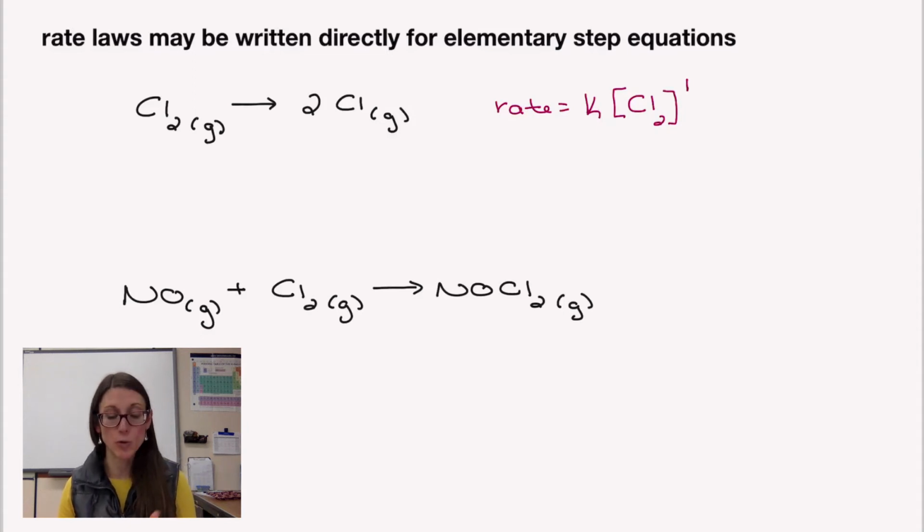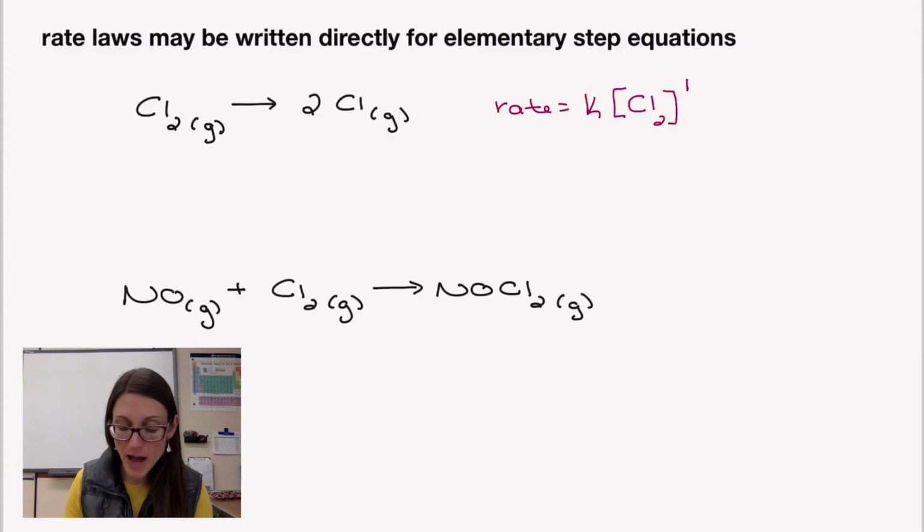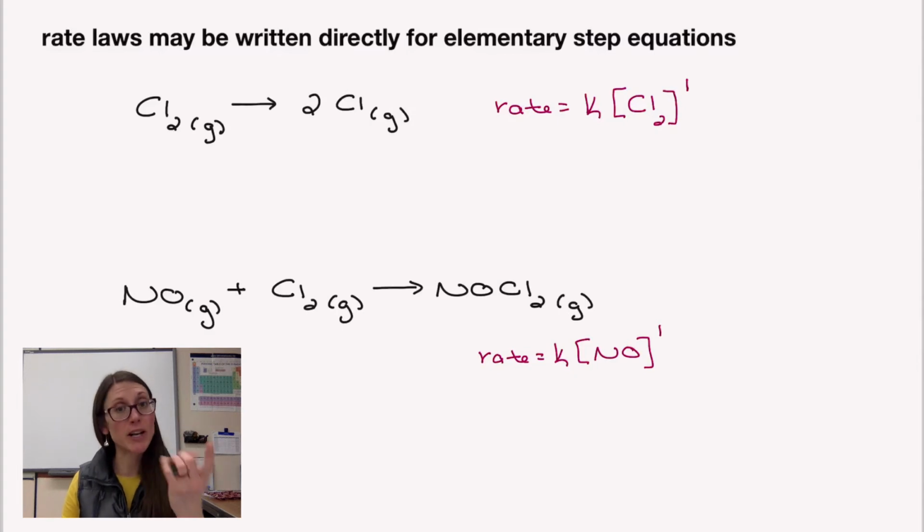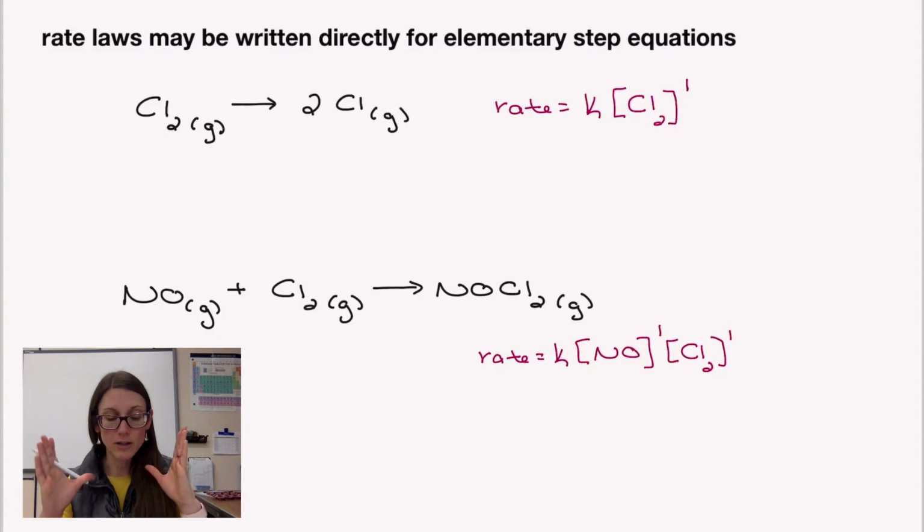So this equation, or this elementary step, would be first order in chlorine. Again, you can only do this because it's an elementary step. The equation down at the bottom, I'm going to do the same thing. I can write my rate law. It'll be my rate constant multiplied by the concentration of NO to the first power because its coefficient is 1, and Cl2 to the first power, again, because its coefficient is 1. I repeat, you can only write rate laws from equations if those equations are for an elementary step.